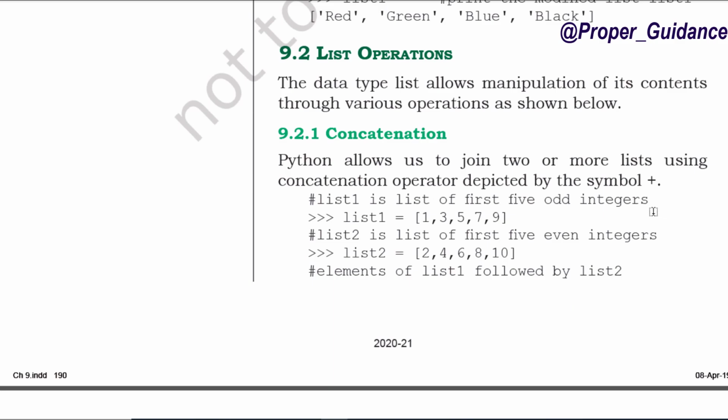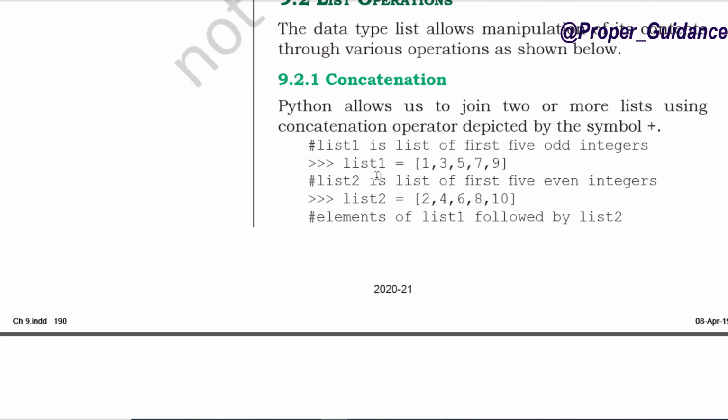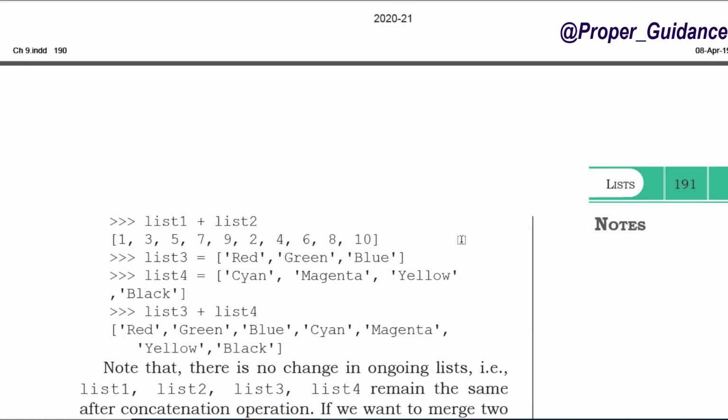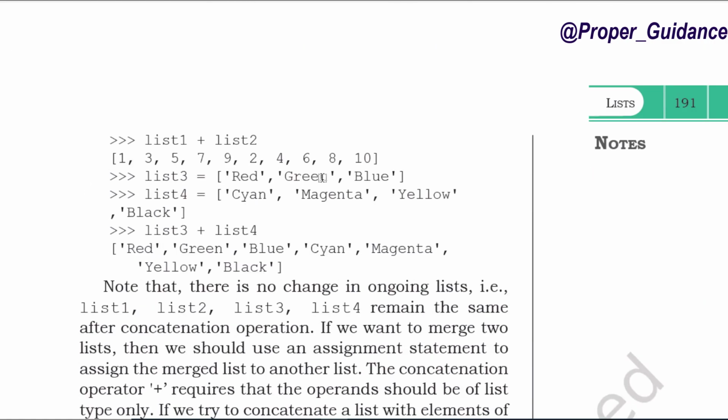Now, there are so many operations and so many operators used in Python. The first one is concatenation. As the name implies, we have to join 2 or more lists using the concatenation operator, depicted by the symbol plus. See here, list1 is the list of the first 5 odd integers, list1 = [1, 3, 5, 7, 9]. list2 is the list of the first 5 even integers, list2 = [2, 4, 6, 8, 10]. Elements of list1 followed by list2, that is list1 + list2. Very simple. We get 1, 3, 5, 7, 9, 2, 4, 6, 8, 10.